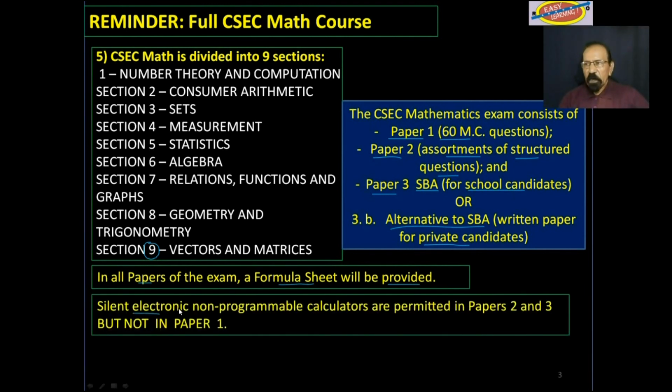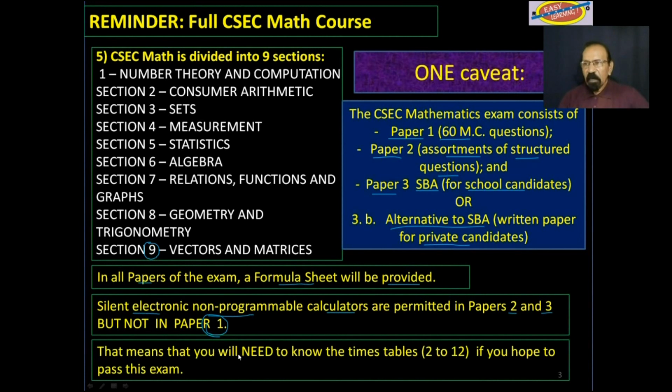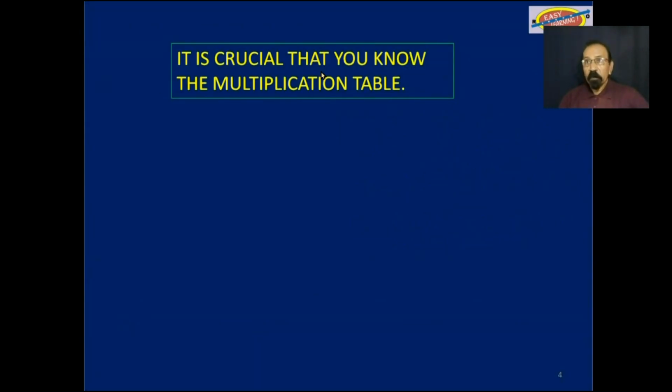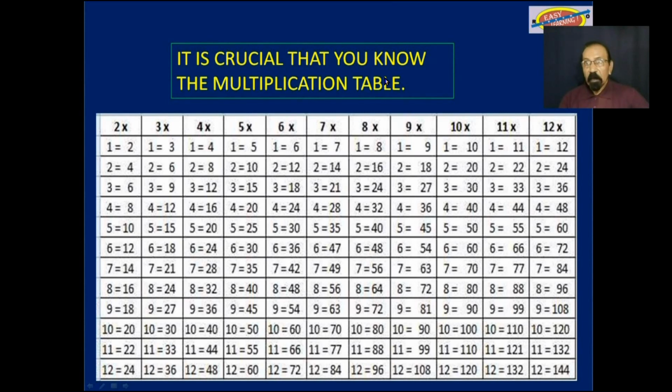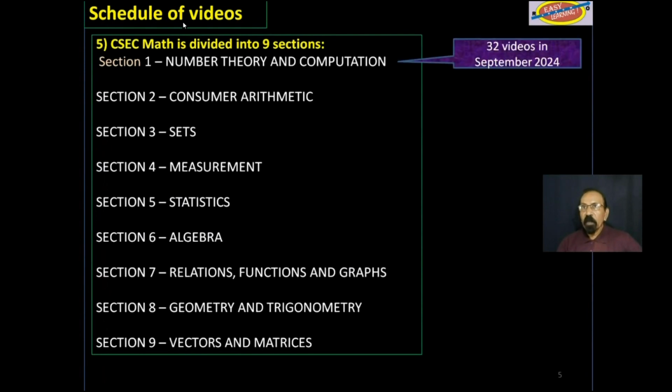Silent, electronic, non-programmable calculators are permitted in papers 2 and 3, but not paper 1, which of course means that we have one caveat, which is that you need to know the times tables 2 to 12 if you don't already know it. It is crucial that you know the multiplication table. I cannot overemphasize that.